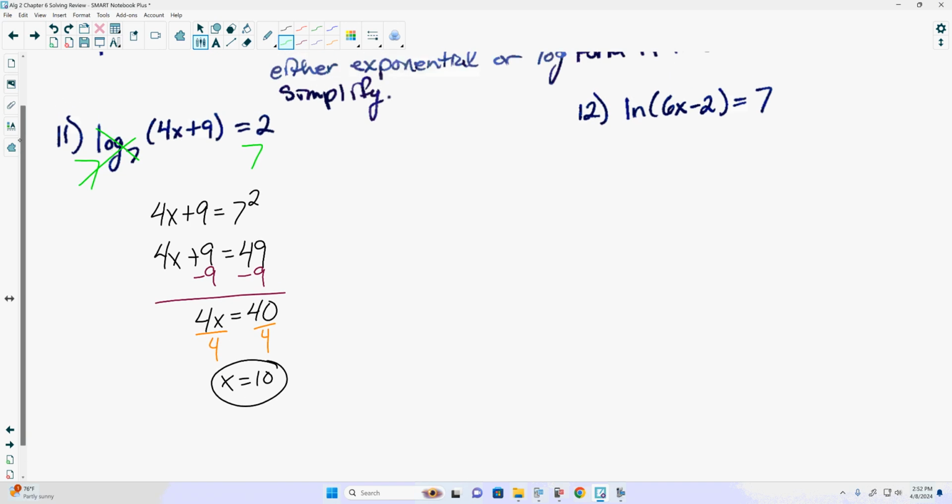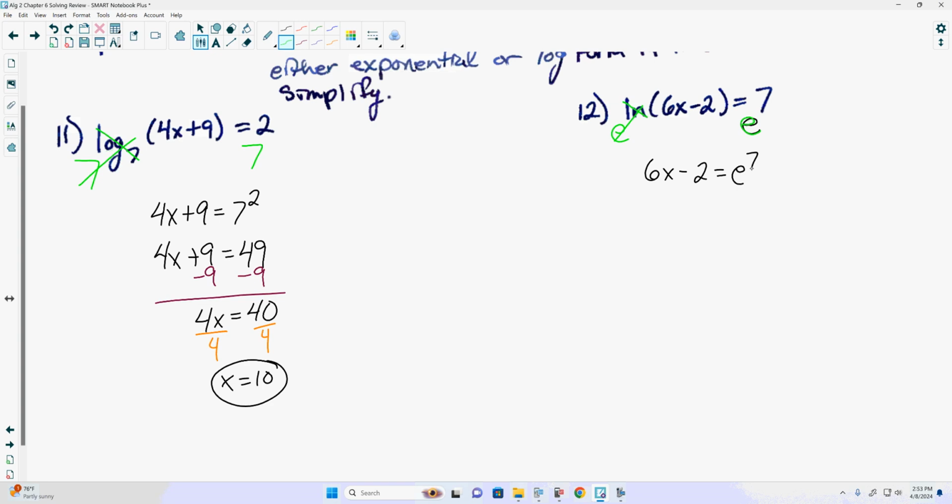Now, if we look at number 12, the natural log of 6x minus 2 is equal to 7. Is the natural log by itself? Yes. So we can put both sides to the base of what? We wouldn't use natural log. We'd use base e. Because the natural log's base, even though it's not written, is understood to be e. So e to the ln would cancel, leaving us with 6x minus 2 is equal to e to the 7.